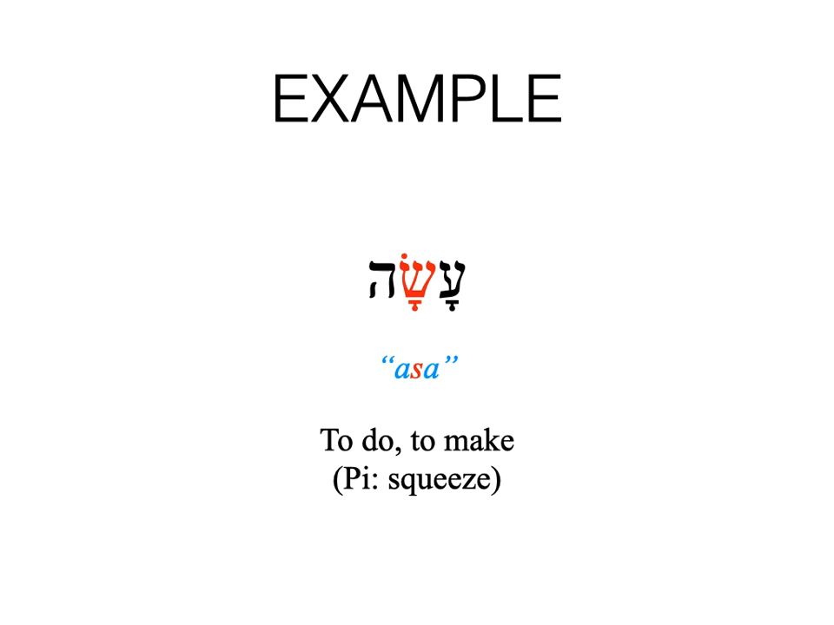Here is an example. Asa. You know all the letters here. First one, the ayin, is silent. Those T shapes underneath are a-sounding vowels. Asa. And the he at the end is always silent. Asa. That means to do, to do or to make something.